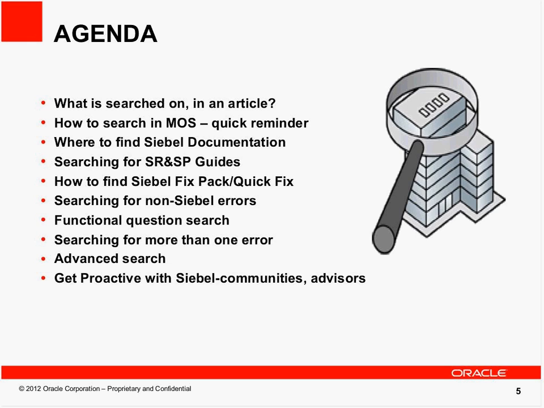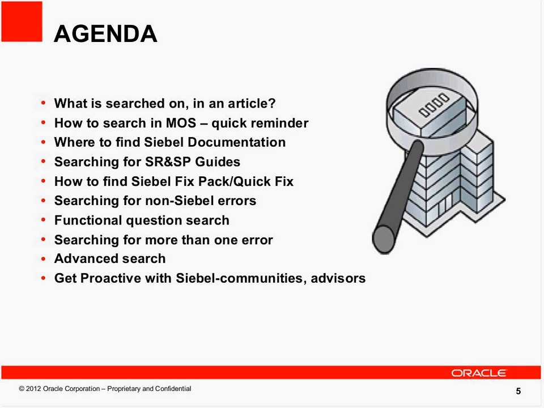This is our agenda for today. We'll talk about what is searched on in an article. Then we will do a quick reminder on how to search in My Oracle Support. I'll show you how to find Siebel documentation, bookshelves, system requirements, and supported platforms guides, and also how to include them in your search. I will do a demo on how to find Siebel fix specs and quick fixes.